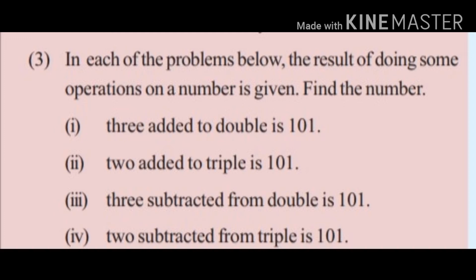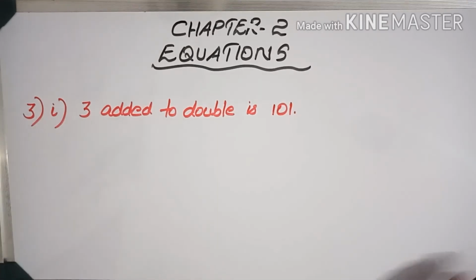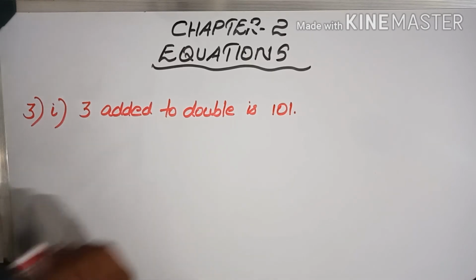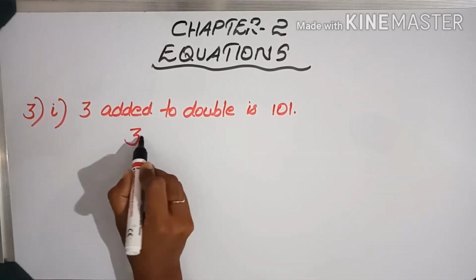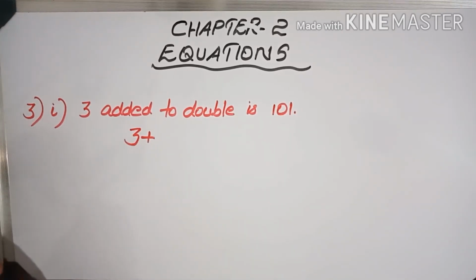The first sub-question is: 3 added to double is 101. When we add 3 to double of a number, we get 101. We need to find that number. So here we need to find the number such that adding 3 to double of it gives 101. So 3 added means 3 plus, added to what? Double of a number. All these clues are related to a particular number. That number we need to find here.